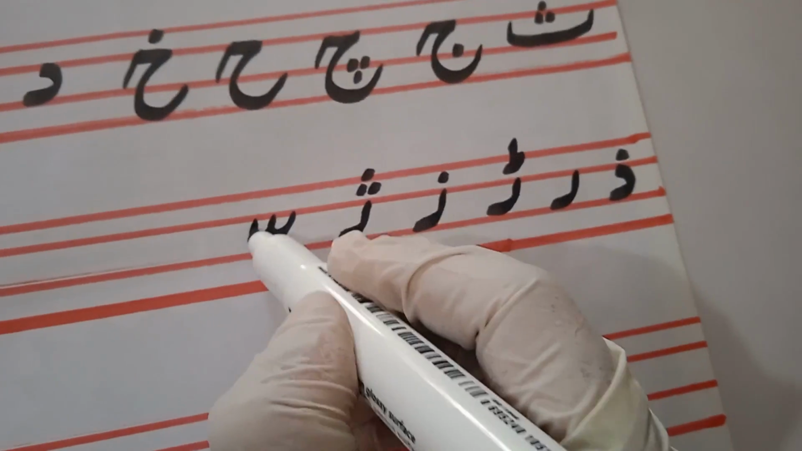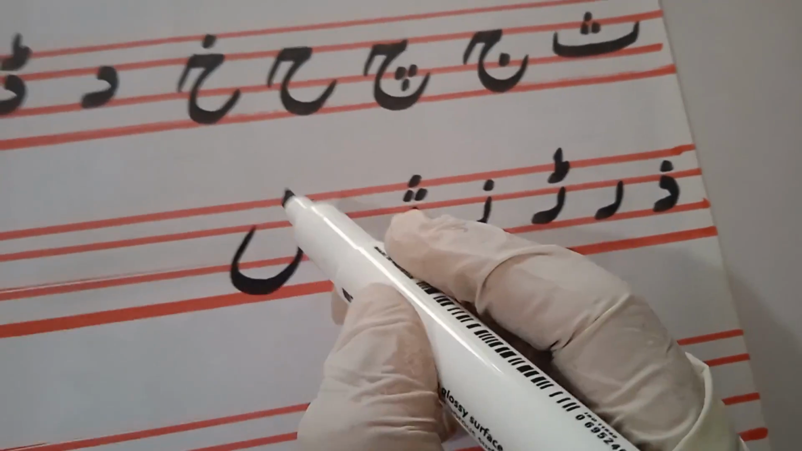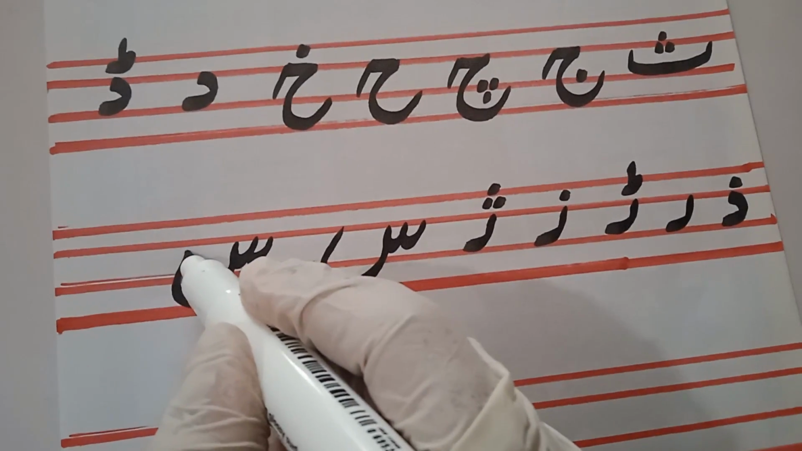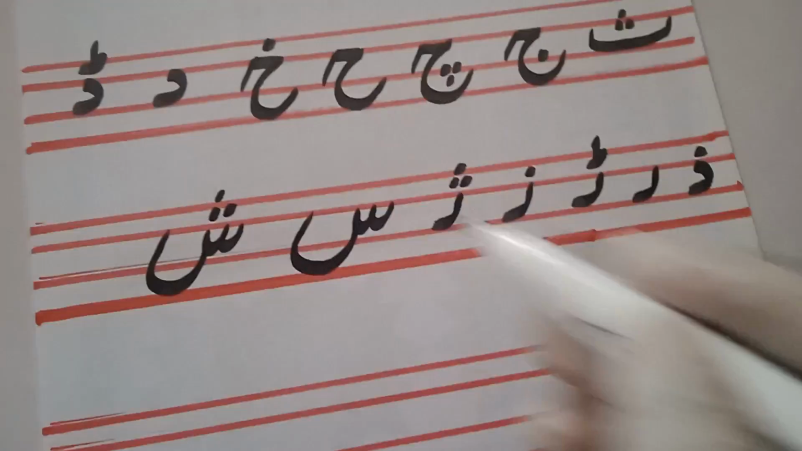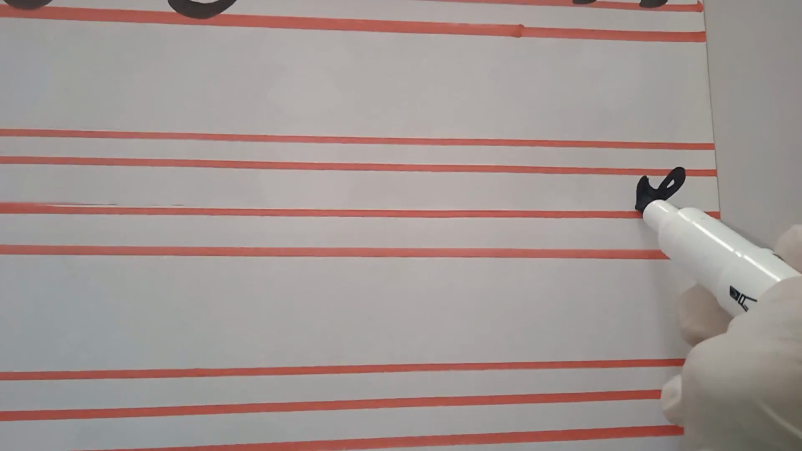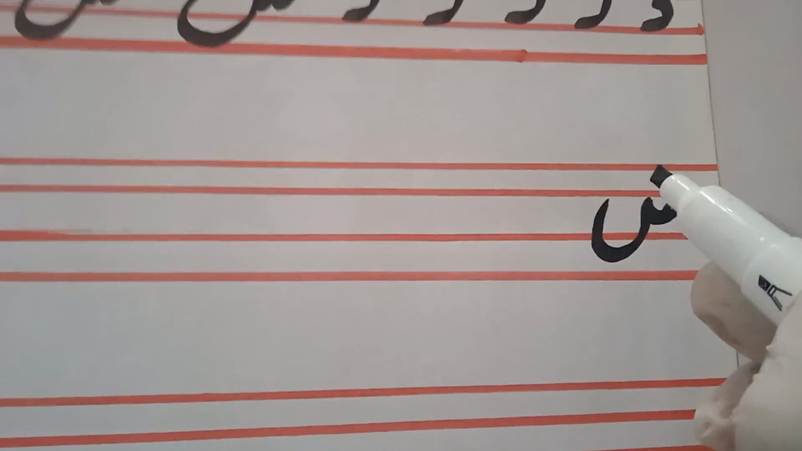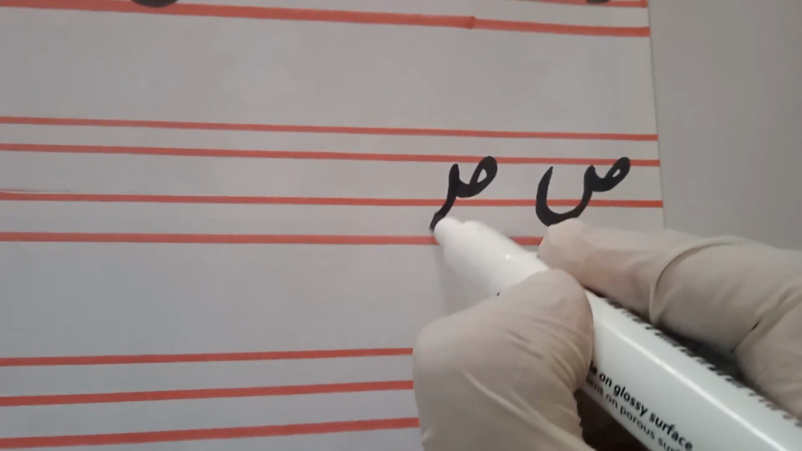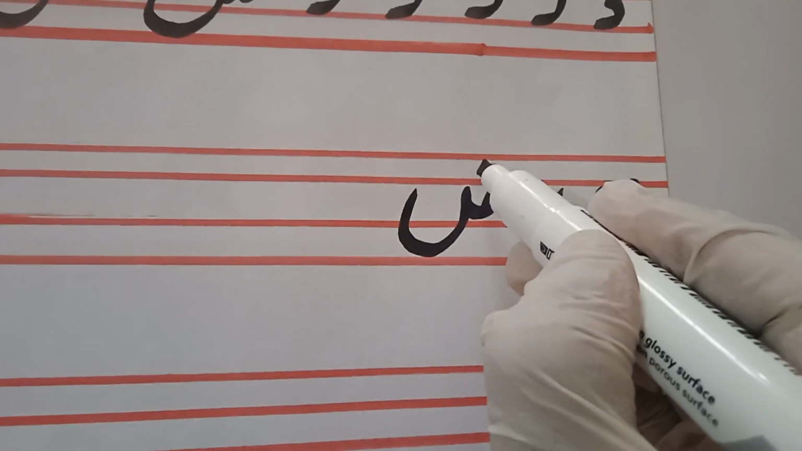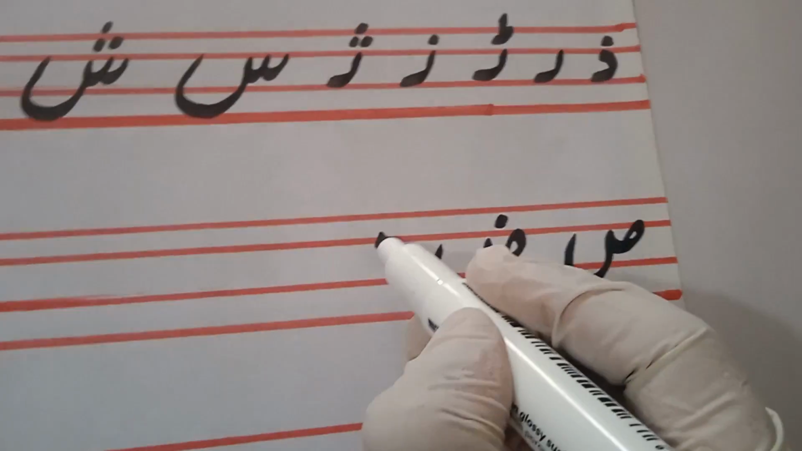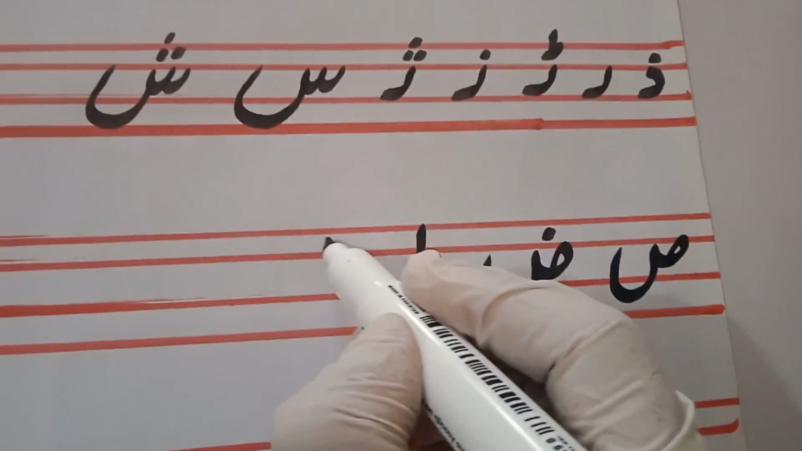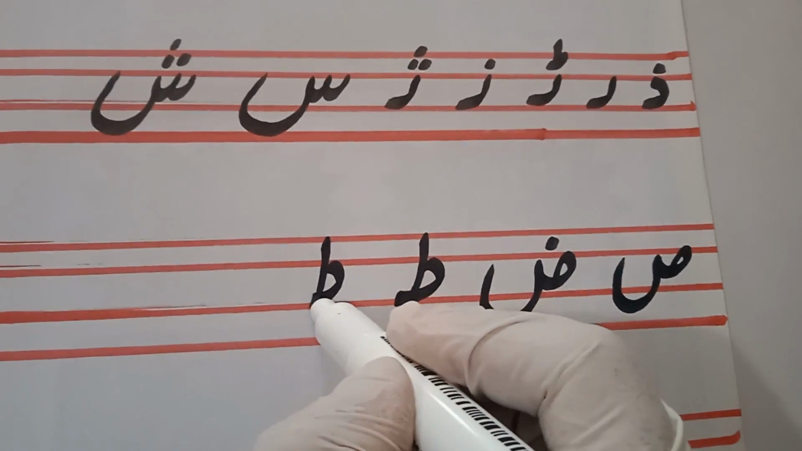Seen in lower 3 lines. Sheen in lower 3 lines. Swad in lower 3 lines. Zwad in lower 3 lines. Toe in upper 3 lines. Zoe in upper 3 lines.